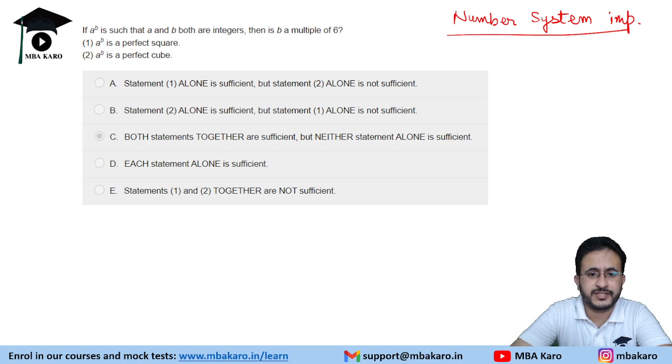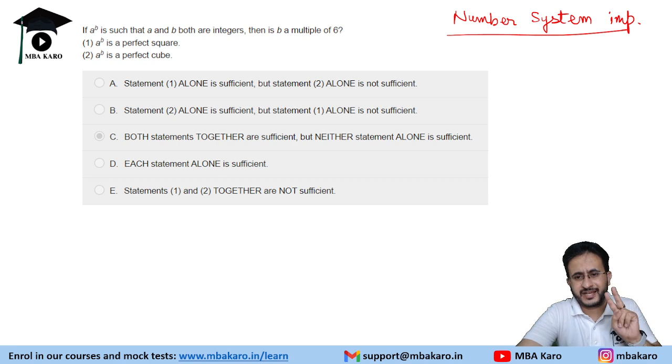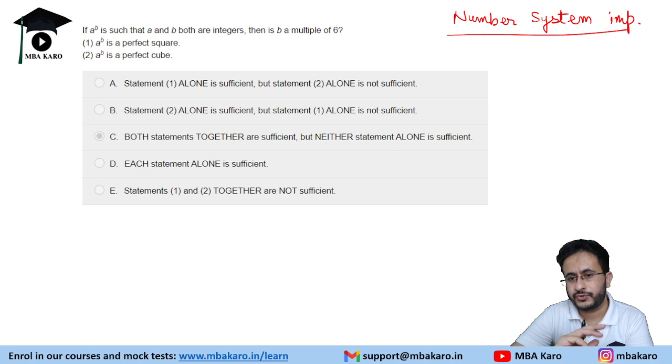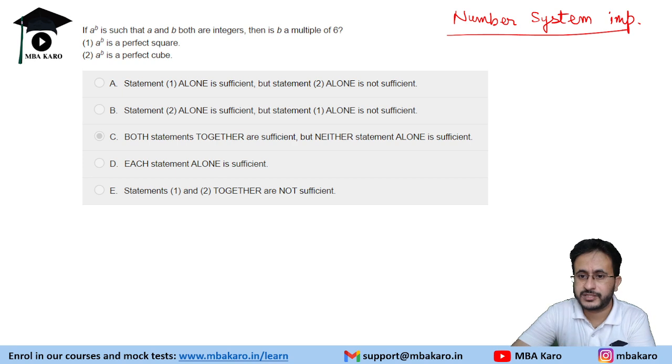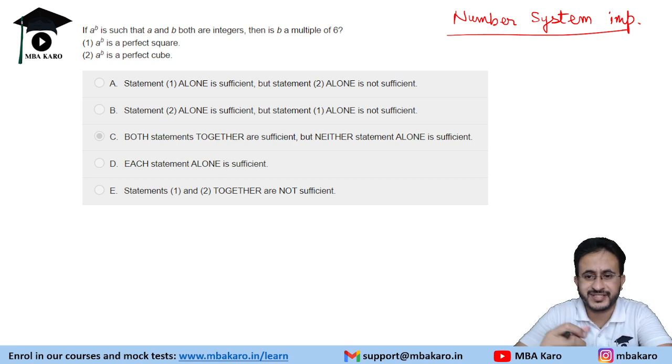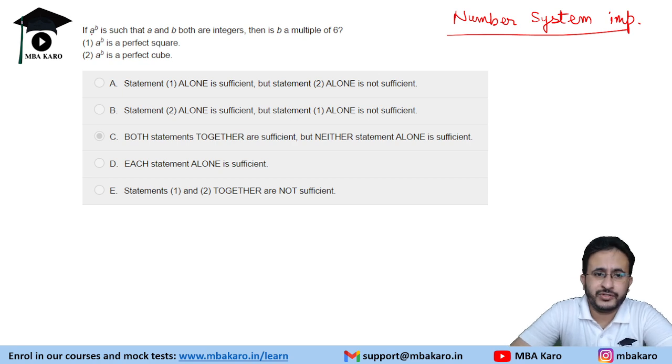So in the past few attempts which I have had, for the last 2 years, I have got at least two questions each time from number system. So in this mock also we saw one question from number system. So it's a request that please do not skip number system and also modern math. Okay, it says a to the power b, where a and b are both integers. Is b a multiple of 6?